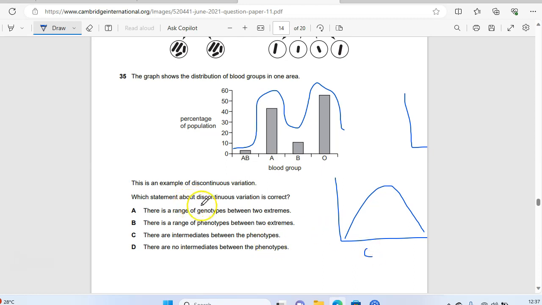Which statement about discontinuous variation is correct? There are no intermediates between the phenotypes is the right answer. You can see there are no intermediates. In the continuous graph, there are intermediates, here in the center. The answer is D.